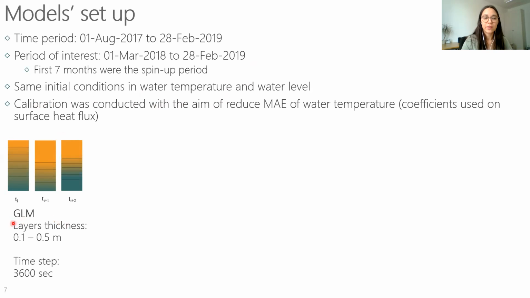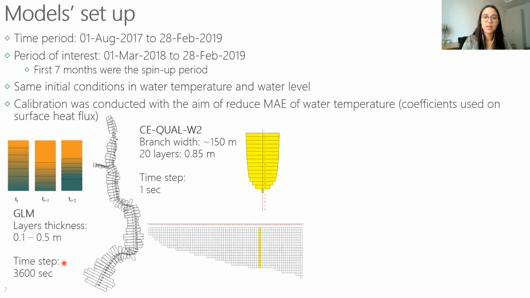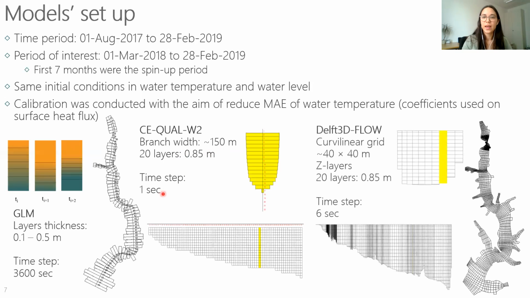GLM had the layer thickness fixed to a minimum of 10 centimeters and a maximum of 50 centimeters, with a time step of 1 hour. T-Qual had 2 segments with branches of approximately 150 meters width and 20 layers over depth, with a time step of 1 second. And F3D had a curvilinear grid of dimensions approximately 40 by 40 meters in Z layers, also 20 layers, and a time step of 6 seconds.